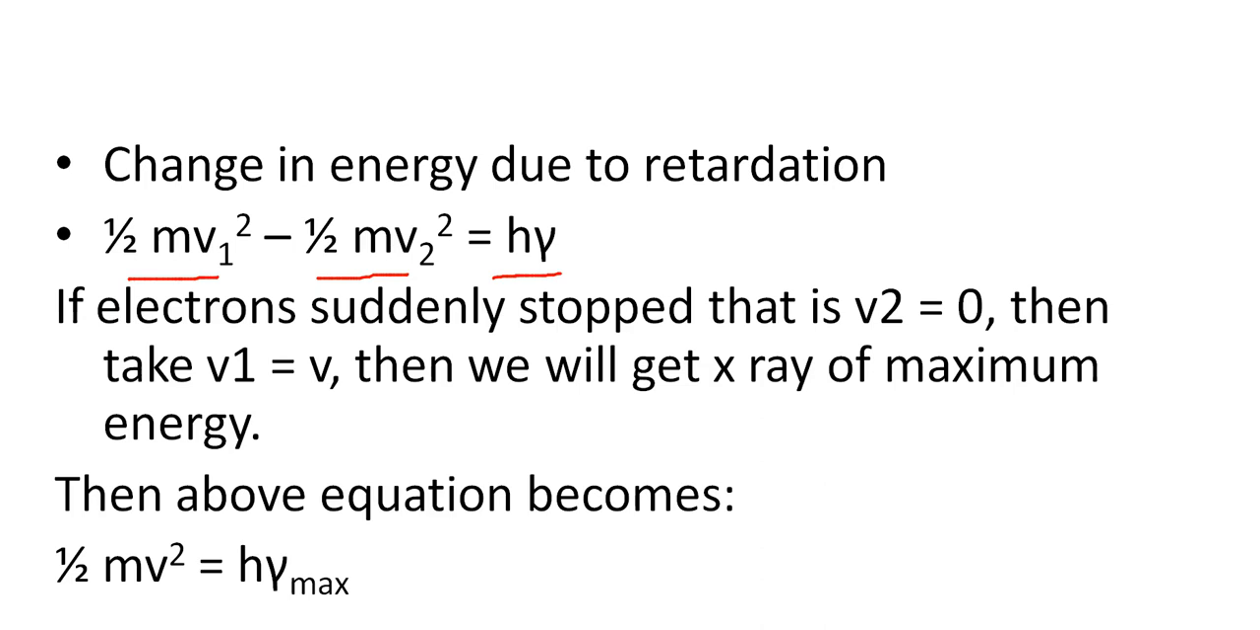Now when will this energy be maximum? When will this right hand side be maximum? Suppose this value is 10, and if this value is 4, then 10 minus 4 is 6. But when will it be maximum? When this side is 0, that is 10 minus 0 equals 10. This is only possible if the electron is suddenly stopped, that is, v2 equals 0. Then take v1 equals v, and we will get X-rays of maximum energy. Then the above equation becomes half m v square equals h nu maximum.